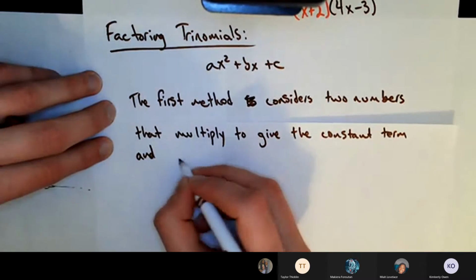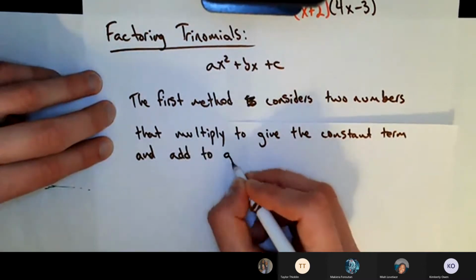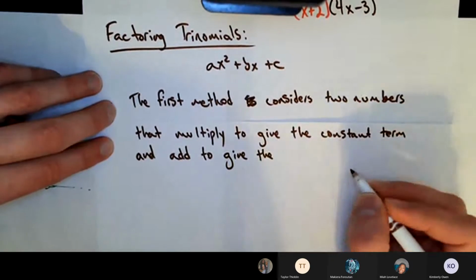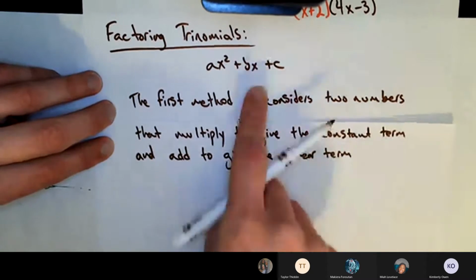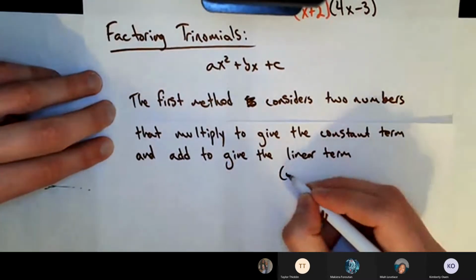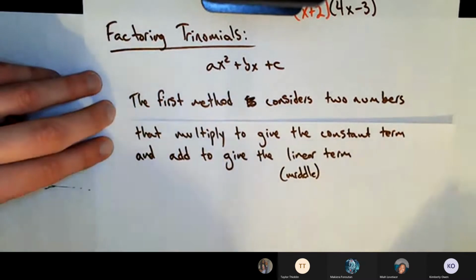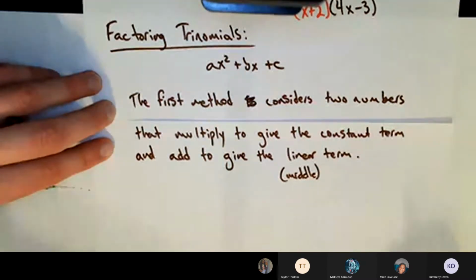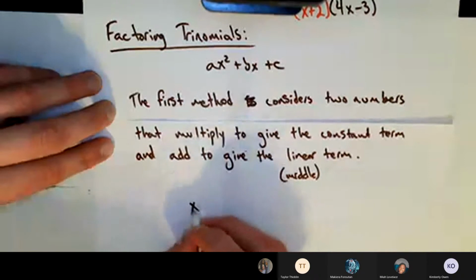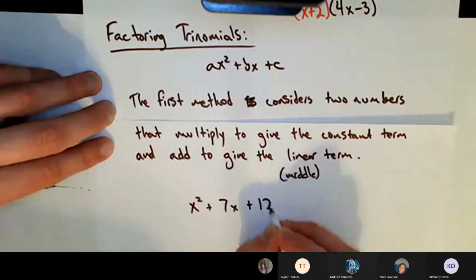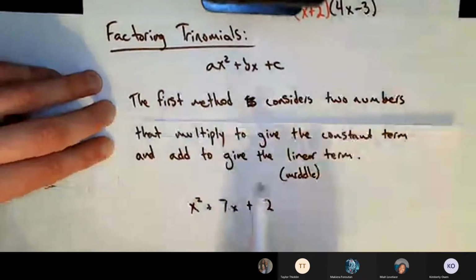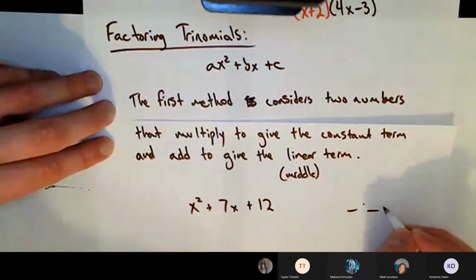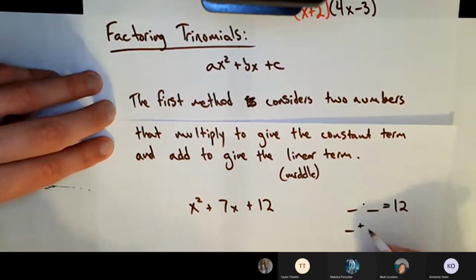And add to give the middle term, which if we were going to be technical, we'll call it the linear term. The linear term is the term with just a single x on it. You can say, if you like, the middle term. Okay, so in other words, if we had x squared plus 7x plus 12, the first method tells you to think of two numbers that multiply to give the constant, that simultaneously will add to give 7.